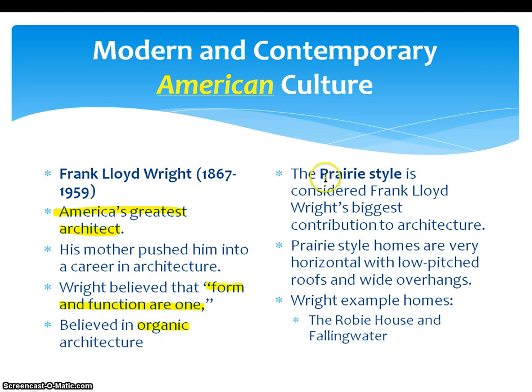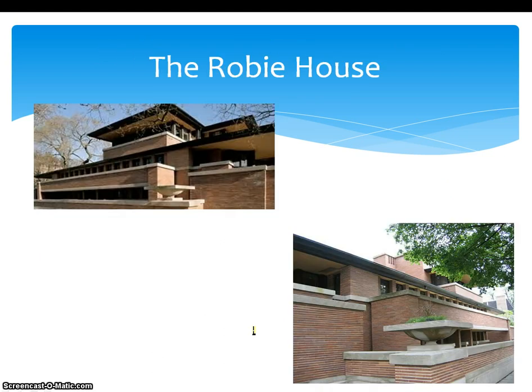One of the things that Frank Lloyd Wright is famous for is his type of house, which was considered prairie style. And down here you can see the definition. Prairie style homes are very horizontal with low pitch roofs and have wide overhangs. You see this in the Robie House and Fallingwater. So once again, Frank Lloyd Wright, the only architect that we will talk about today, America's most famous one.